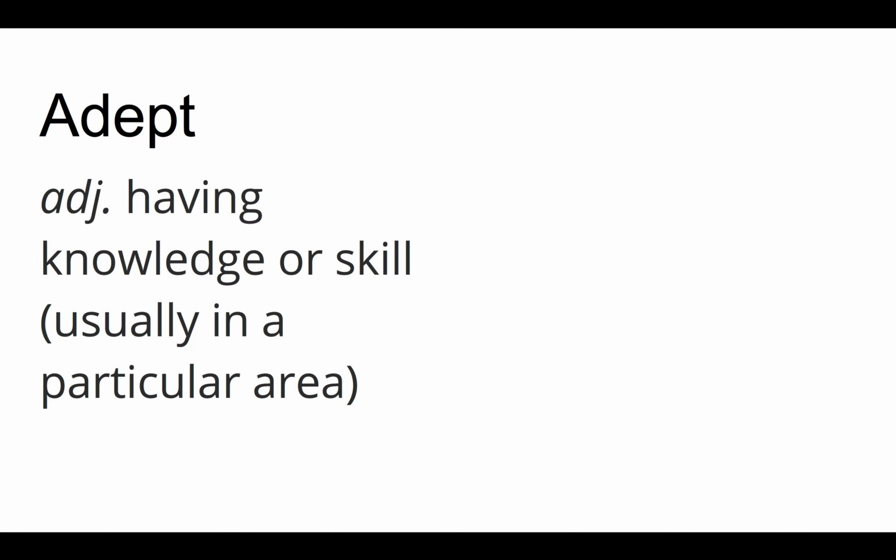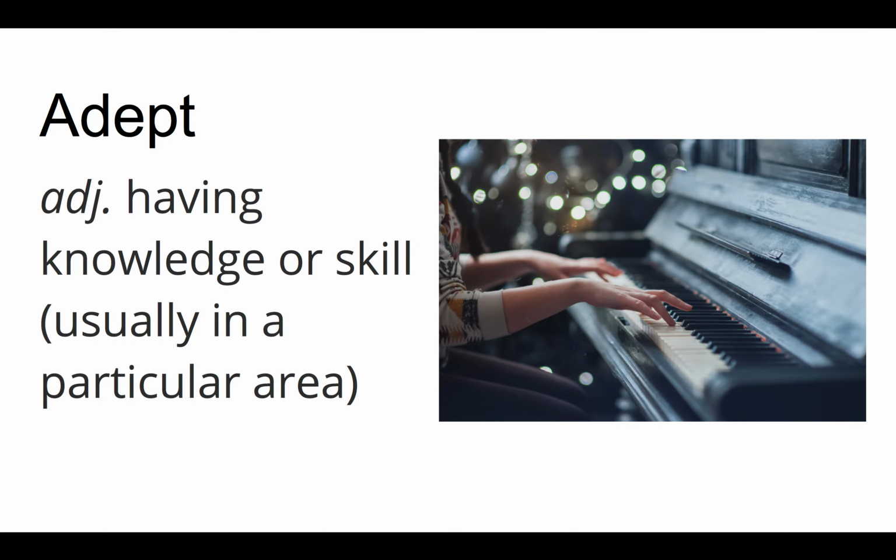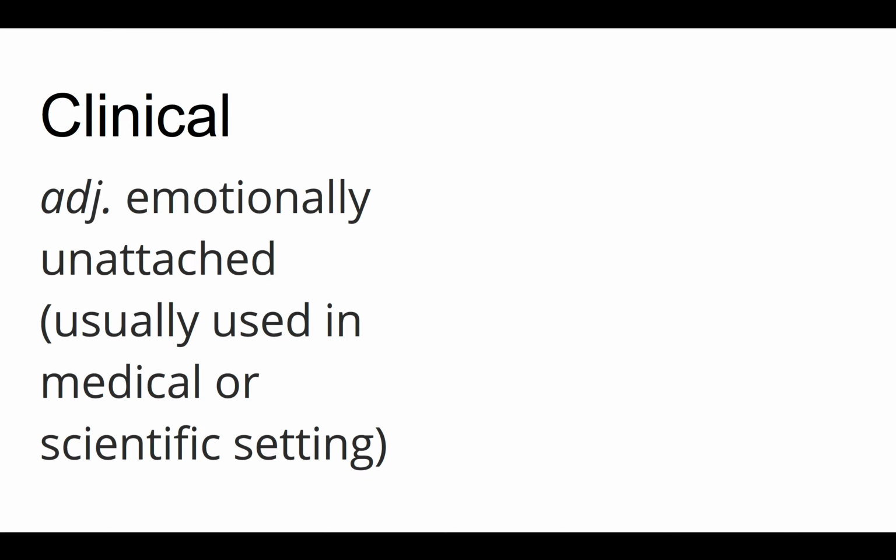Our first word is adept. It's an adjective, and it describes someone who has specific knowledge or skill in a particular area. So you could be adept at playing an instrument like the piano, or you could be adept at a particular type of sport. So just having a particular skill, somebody might be adept at neuroscience, where they just have a lot of knowledge about that particular area.